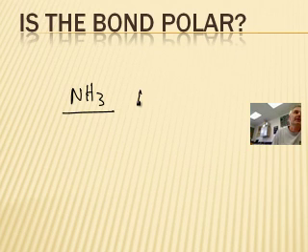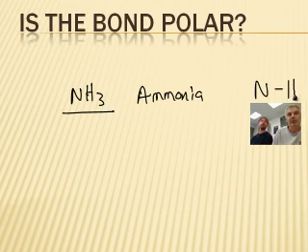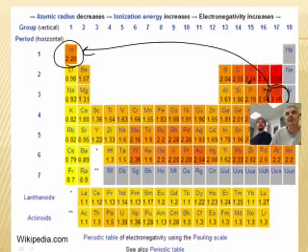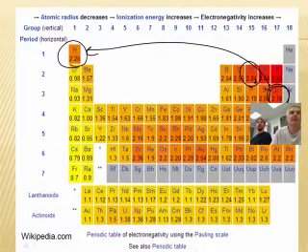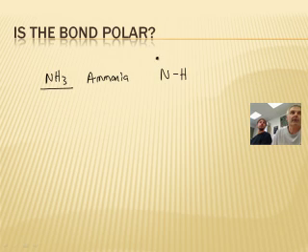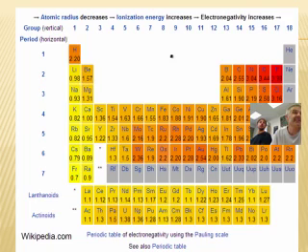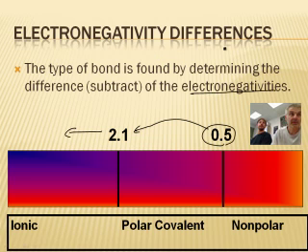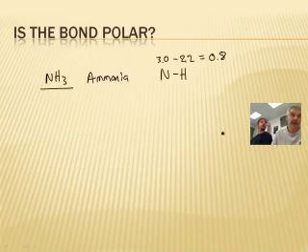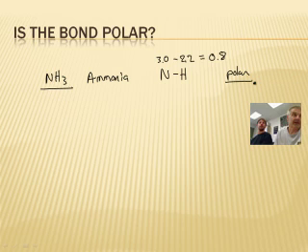NH3 is known as ammonia. You may have cleaned your house with ammonia. We're just going to look at the N to H bond. Nitrogen here is 3.04, so rounding to the nearest tenth, that's 3.0. Hydrogen is 2.2. If you take the difference between those two, it's 0.8. If we go back to our chart, 0.8 is right there. That's a polar covalent bond. We can say polar for short, although polar covalent bond is more correct.